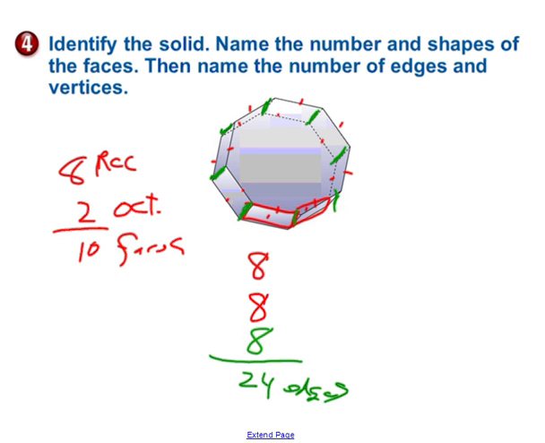And if I start counting the vertex, switch colors. 1 there, 2, 3, 4, 5, 6, 7, and 8 across the top. 8 vertexes there, and 1, 2, 3, 4, 5, 6, 7, and 8 across the bottom. That gives me 16 vertices.